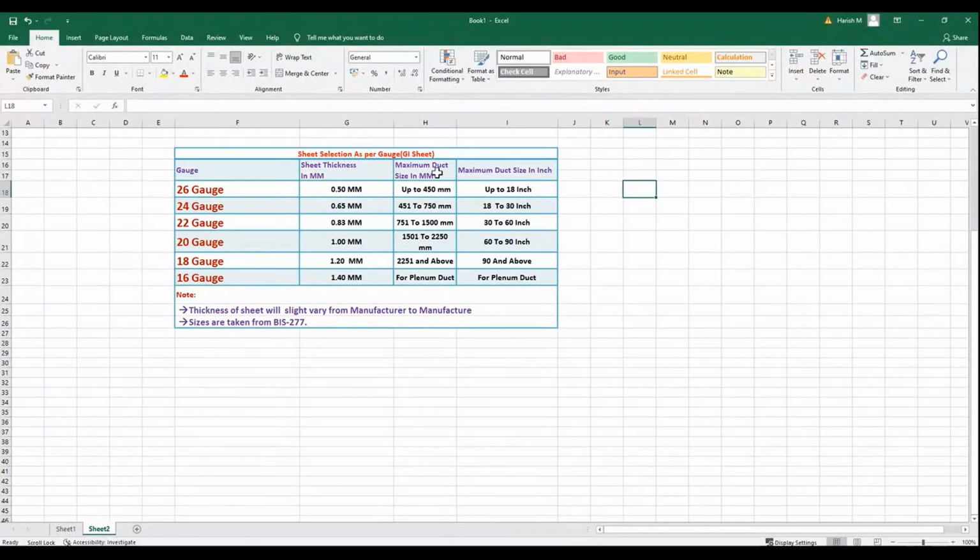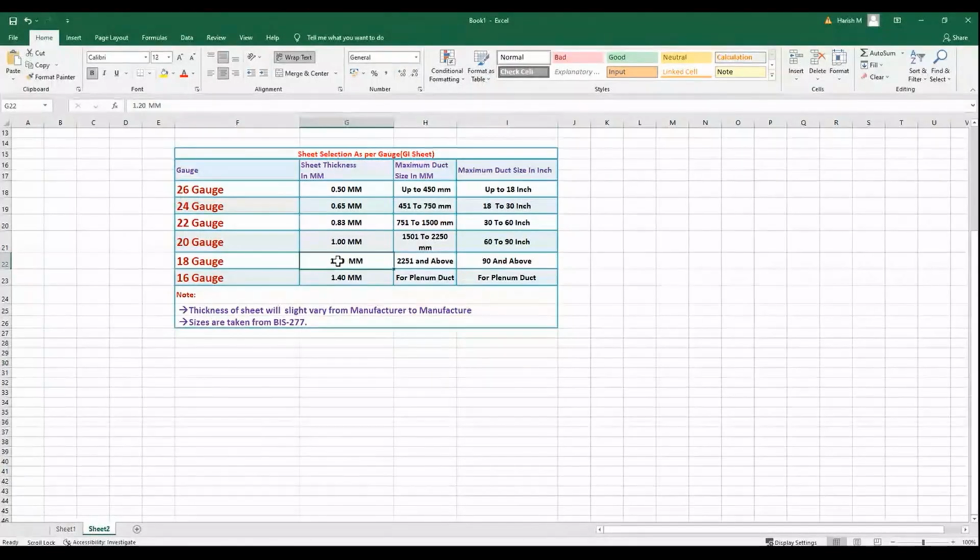if the width of the duct is up to 450 mm, that means up to 18 inch, then we use gauge number 26. The thickness of the sheet will be 0.5 mm. So here width defines the gauge number. If width is up to 18 inch, gauge 26. If it is 18 to 30 inch, gauge 24. If it is 30 to 60 inch, gauge 22. If it is 60 to 90 inch, okay, gauge 20. 90 and above, 18 gauge.